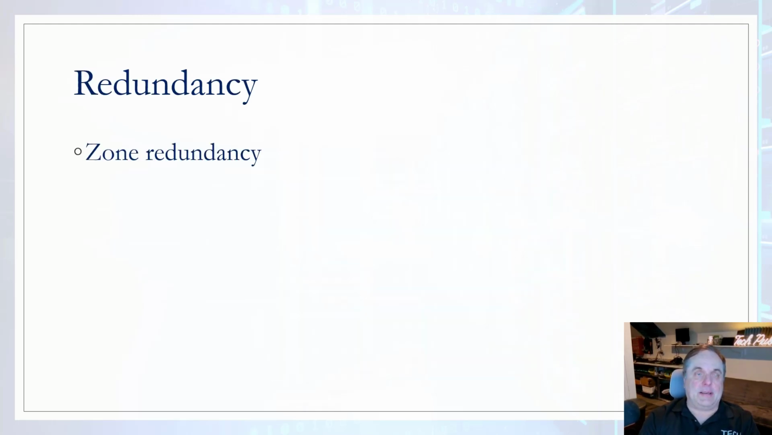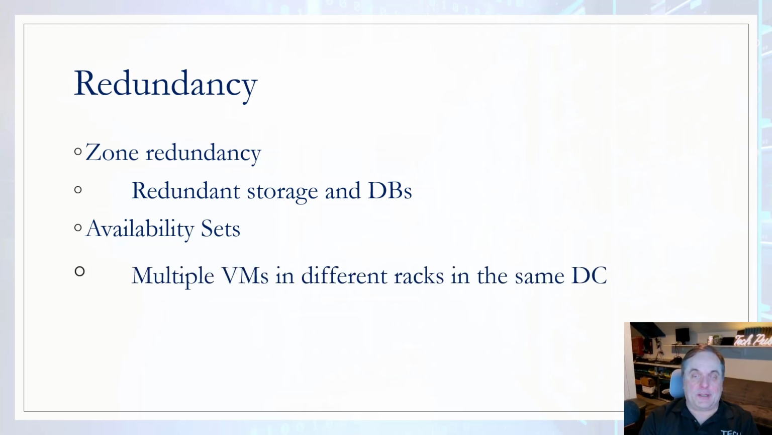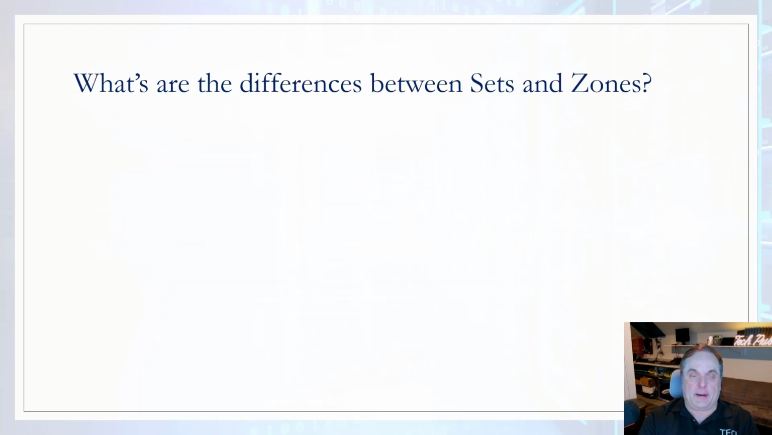Now let's talk about redundancy, zone redundancy. You've got redundant storage and databases. When you have availability sets, you have multiple virtual machines in different racks in the same data center. So what that means is you have hosts that are sitting in different racks, hosting Hyper-V virtual machines, and the high availability is just going to be for the host itself. So if there's a problem with the entire data center, then this will not help you. But if you have a problem with just the host, then it does add high availability there.